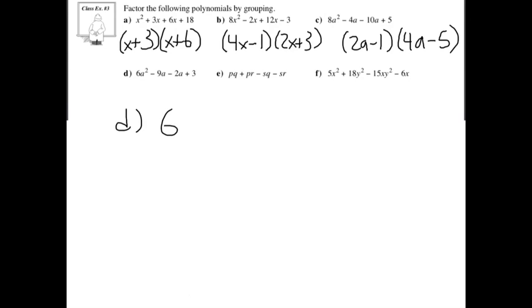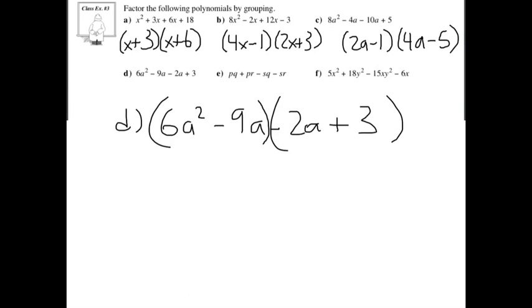With D, we've got 6a squared minus 9a minus 2a plus 3. Put brackets around the first two, put brackets around the next two. We've got 6a squared minus 9a. What 6 and 9 have in common is 3. We also have an a in common between the two. So 6a squared divided by 3a is going to be 2a. Negative 9a divided by 3a is just going to be negative 3.